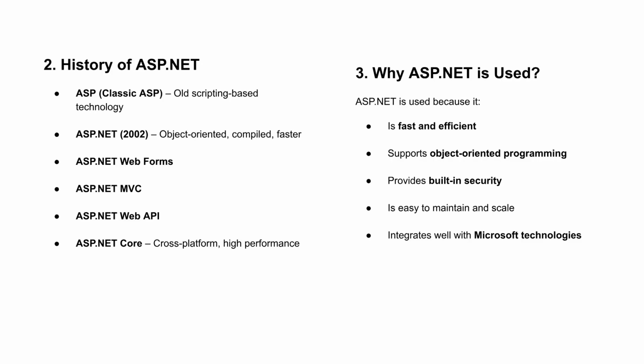2. History of ASP.NET. Classic ASP: old, scripting-based technology. ASP.NET, 2002: object-oriented, compiled, faster. ASP.NET Web Forms. ASP.NET MVC. ASP.NET Web API. ASP.NET Core: cross-platform, high performance.